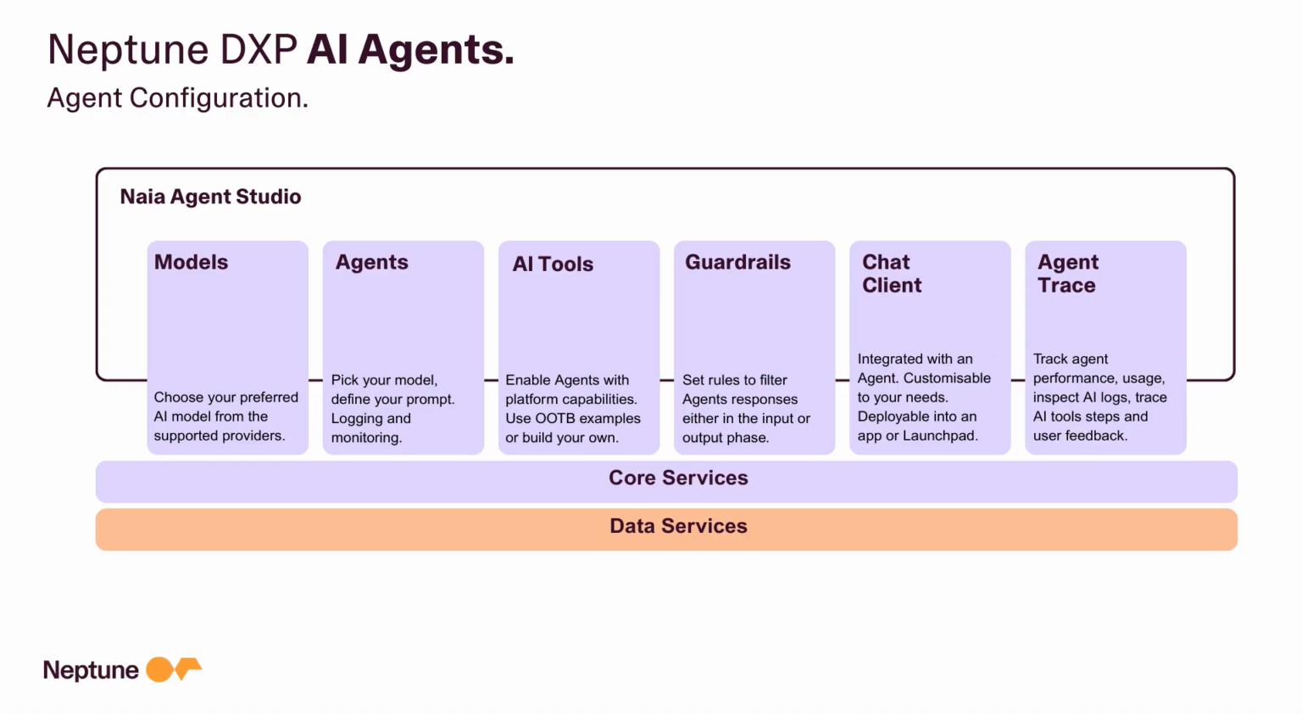Guardrails keep things safe by controlling what goes in and what comes out. The chat client is the interface users interact with and can be customized for any experience. And with Agent Trace, you can see exactly how agents perform, reviewing steps, logs, and feedback. All on top of Neptune DXP's core and data services. You're not just creating an agent for a demo, you're creating something that can be safely integrated into applications, chat interfaces, and digital experiences. Now, enough talking, let's build our first agent.